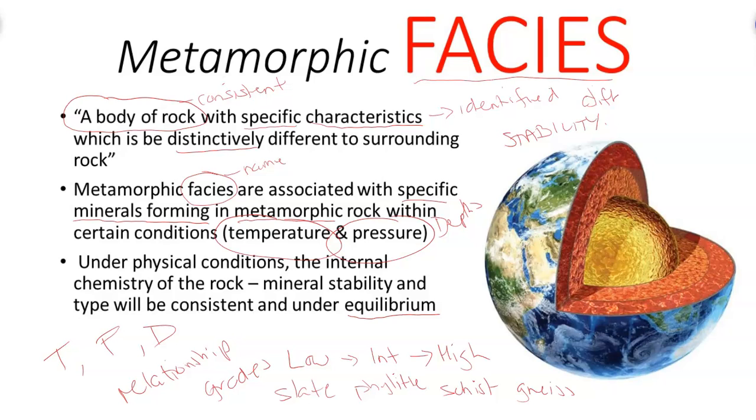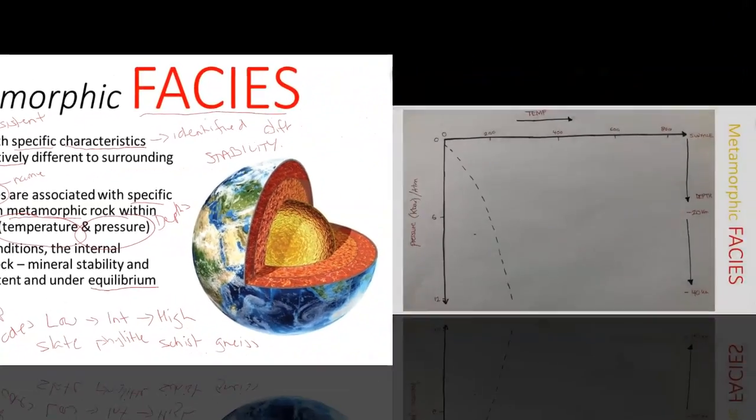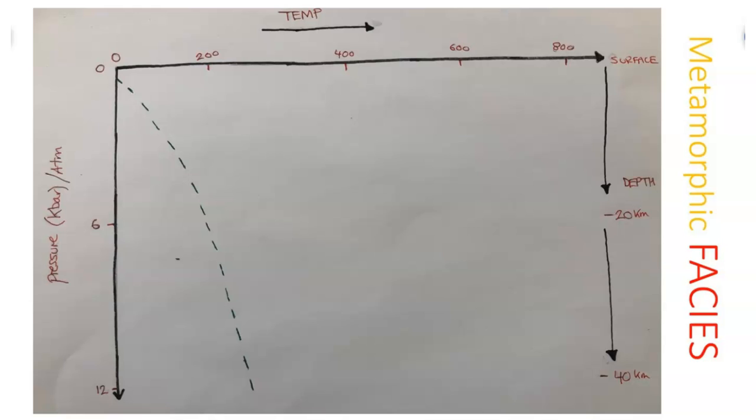Now, there are the classic sedimentary facies based on depositional environments, and there is occasionally some igneous facies based on certain conditions. So if we apply this to a graph, on the left hand side we have pressure in kilobars or atmospheres, we have our temperature up here going from basically the surface, the crust surface at 0 degrees Celsius, and we continue up to 800. We also have depth starting again from the surface down to 20 kilometers and then 40.